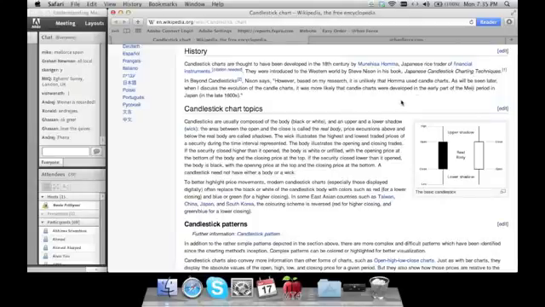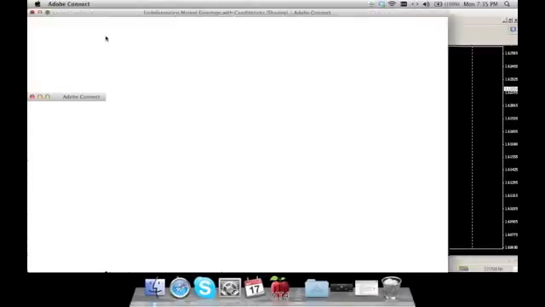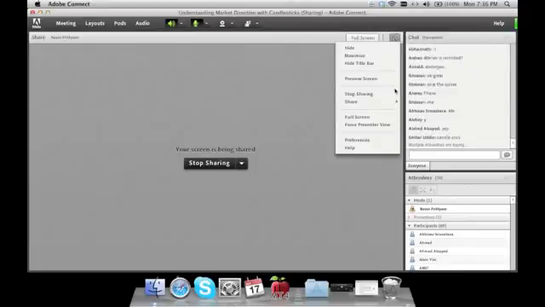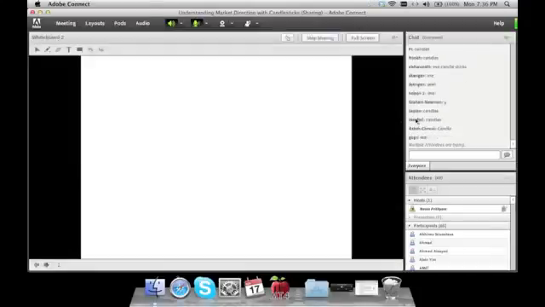Now, how many of you guys have been using candlestick patterns, and how many of you use different charts? Okay, seems like a lot of people use candles.